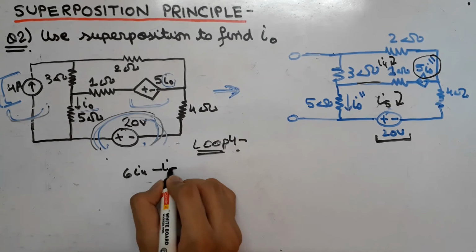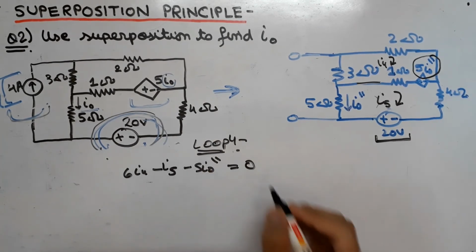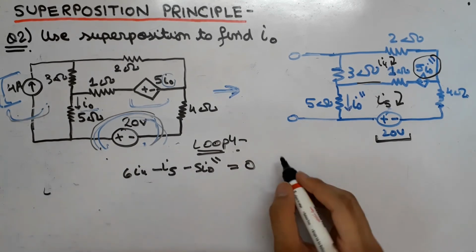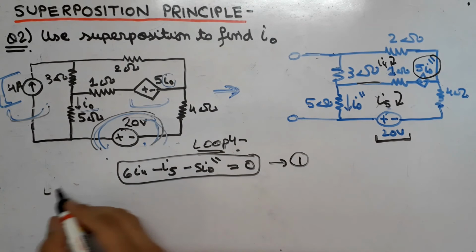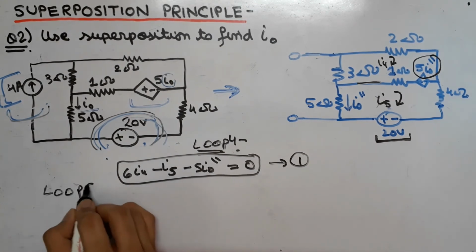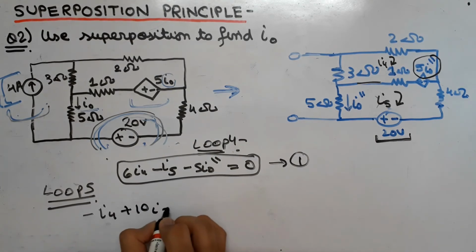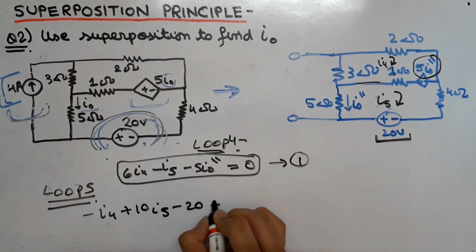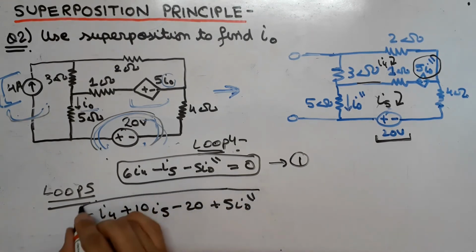We will get the equation as 6I4 minus I5 minus I naught double dash is equal to 0. Let us consider this equation as equation 1. Now in loop 5, we are going to apply KVL and we will get the equation as minus I4 plus 10 I5 minus 20 plus 5 I naught double dash. Consider this equation as equation 2.